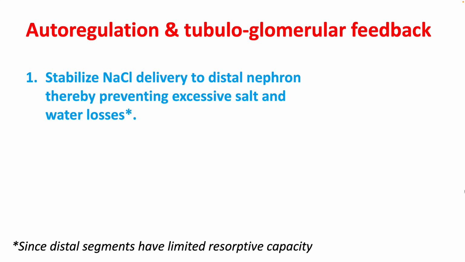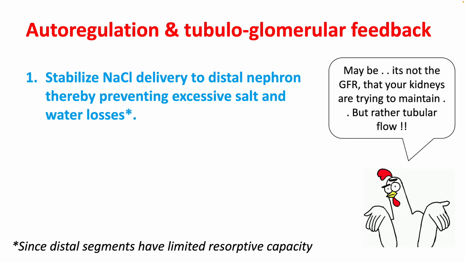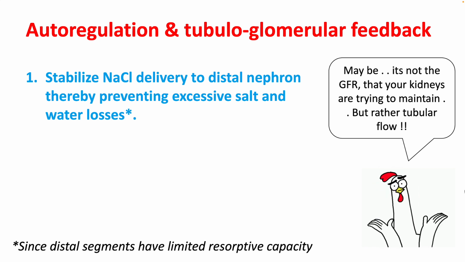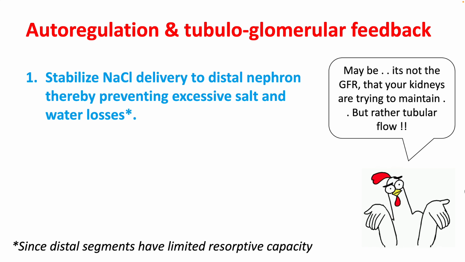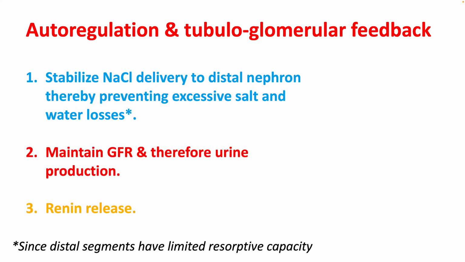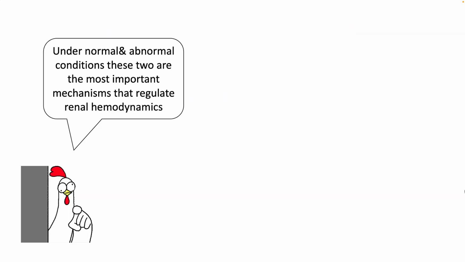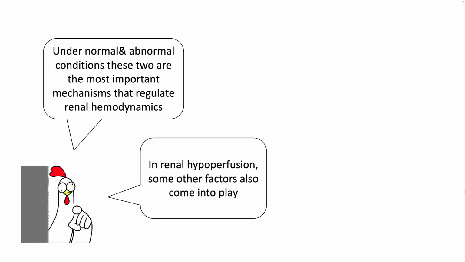So autoregulation and tubuloglomerular feedback stabilizes sodium chloride delivery to distal nephron, thereby preventing excessive salt and water losses. One of the thoughts in this regard is that maybe it's not the GFR that your kidneys are trying to maintain, but rather the tubular flow, since distal segments have limited reabsorptive capacity. It also maintains GFR and urine production and helps renin release. Under normal and abnormal circumstances, both of these are the most important mechanisms that regulate renal hemodynamics.